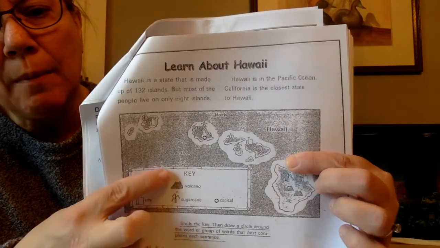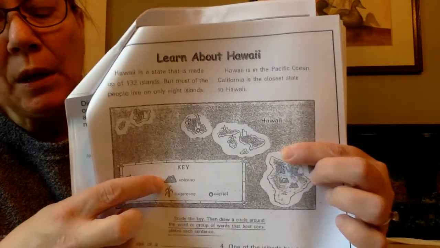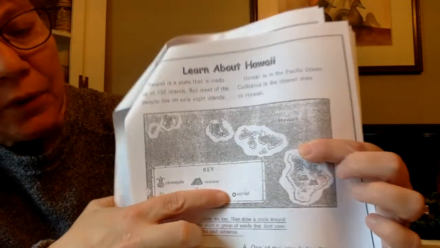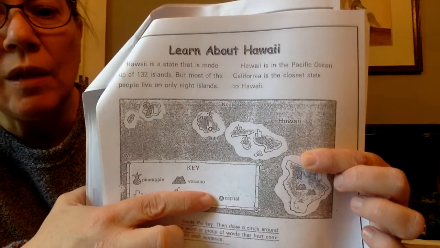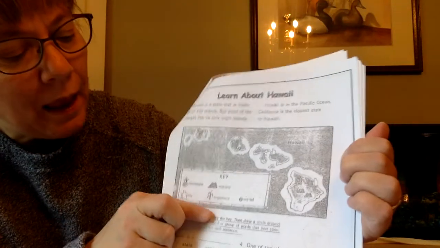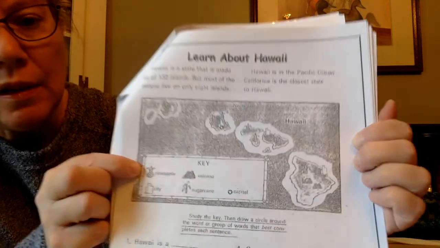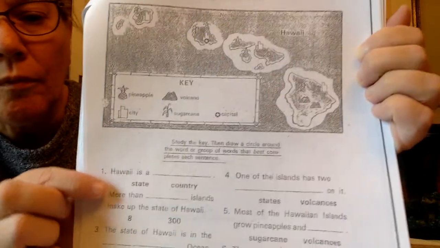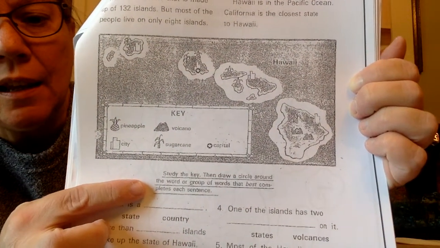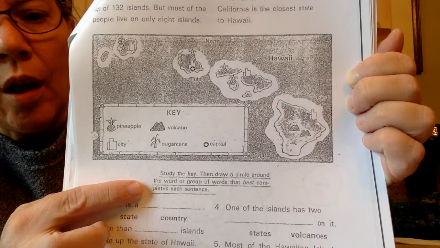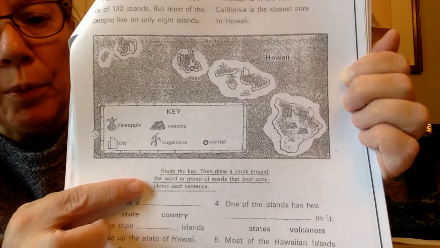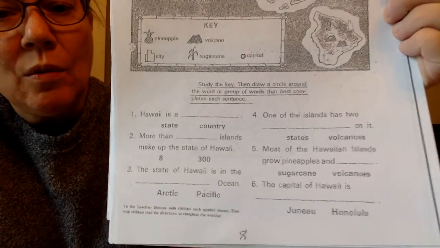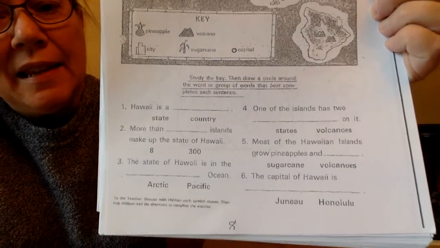And right here there's a map key. So if you see this picture, you know that stands for a volcano. That stands for sugar cane. If you see a circle with a star in it, that's showing us the capital of Hawaii. And here this symbol is for a pineapple. And this one's showing a city. Underneath it says study the key, then draw a circle around the word or group of words that best completes each sentence. Okay, so number 1, Hawaii is a blank.